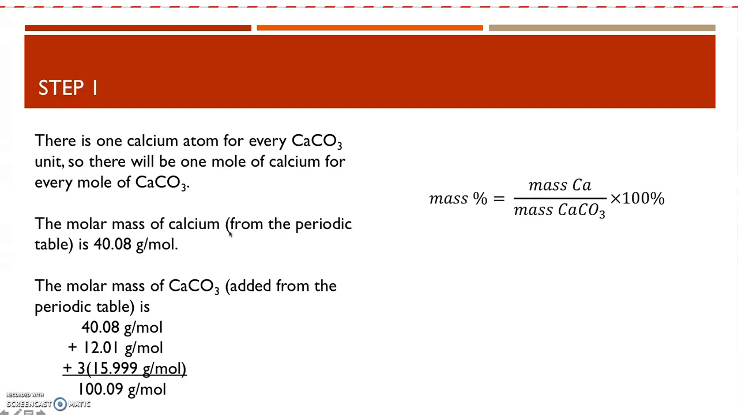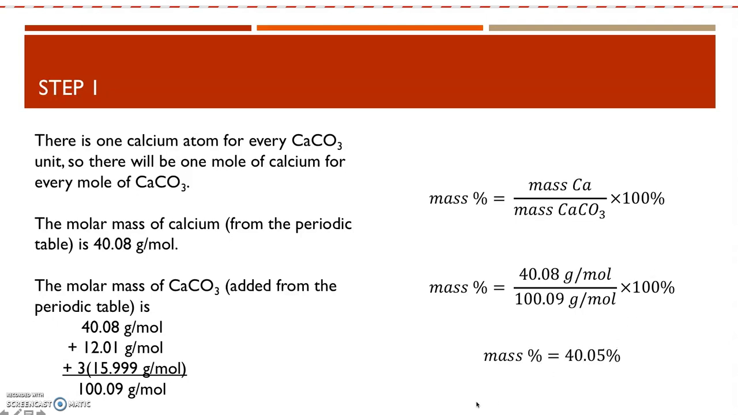The molar mass of calcium, we can find on the periodic table. It's 40.08 grams per mole. The molar mass of calcium carbonate, we can add up from the periodic table as calcium plus carbon plus 3 oxygens. Those are the masses of each of those. Add those up to get 100.09 grams per mole. So we plug those numbers into the mass of calcium per the mass of calcium carbonate times 100%, and we get 40%. The mass of calcium carbonate is 40% due to calcium.